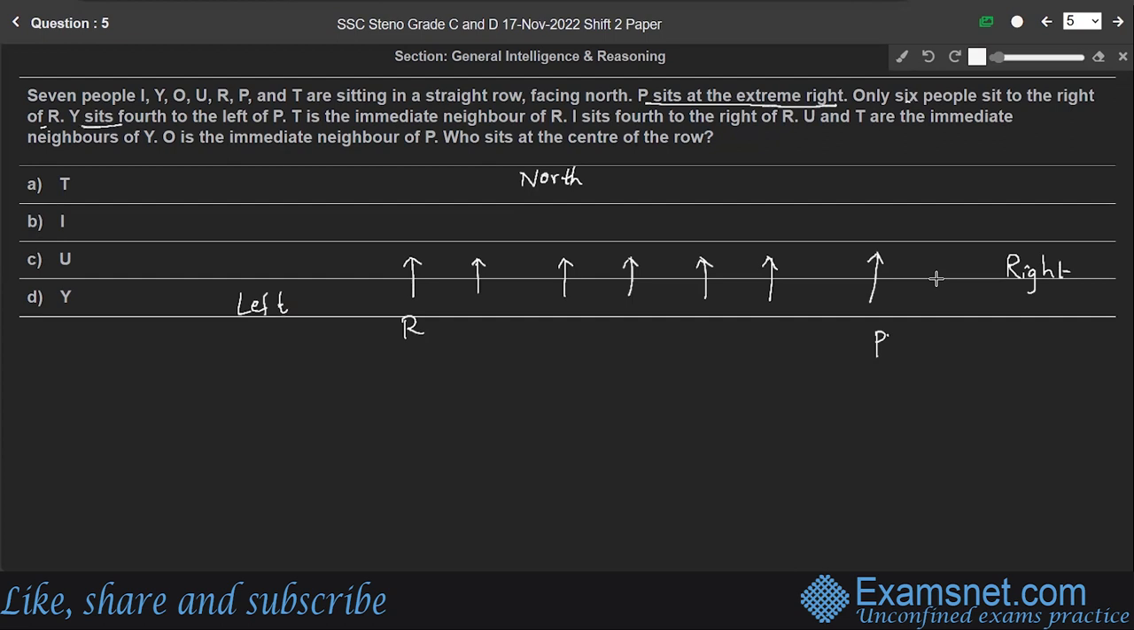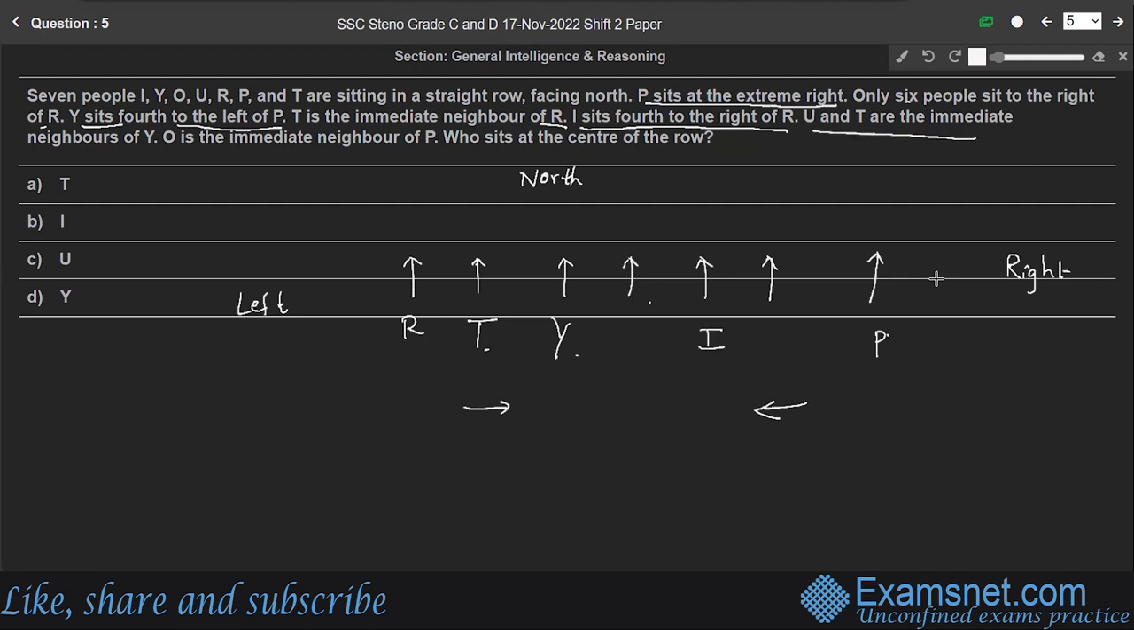Next, only six people sit to the right of R. And the third point, Y sits fourth to the left of P. To the left of P means this direction, right? So first, second, third and fourth person is Y to the left of P, right? Next, T is the immediate neighbor of R. Since R sits at the extreme left end, so second person is T, who is the immediate neighbor of R, right? And I sits fourth to the right of R. So to the right of R means this direction. 1, 2, 3, 4th person is I.